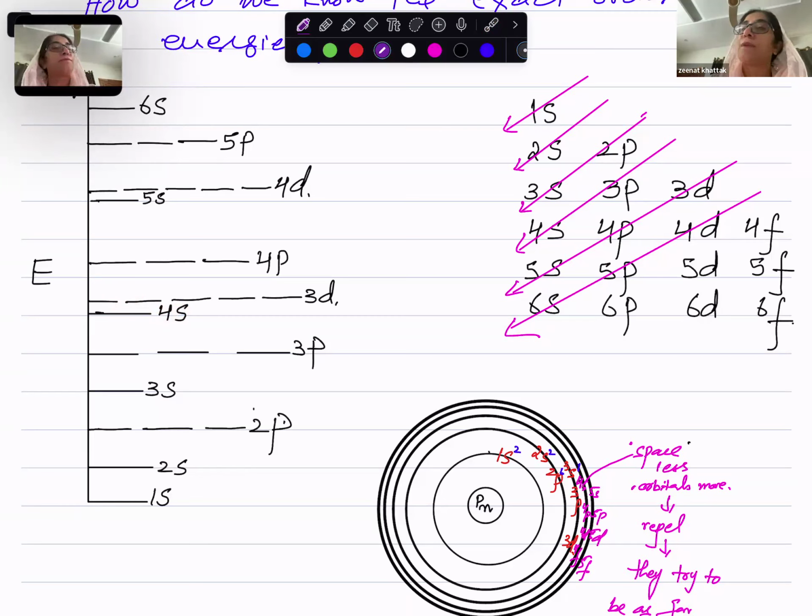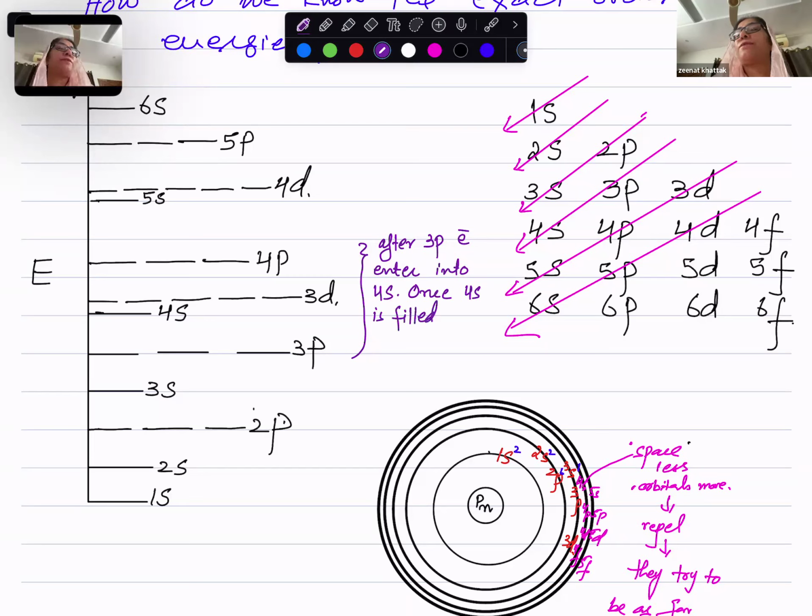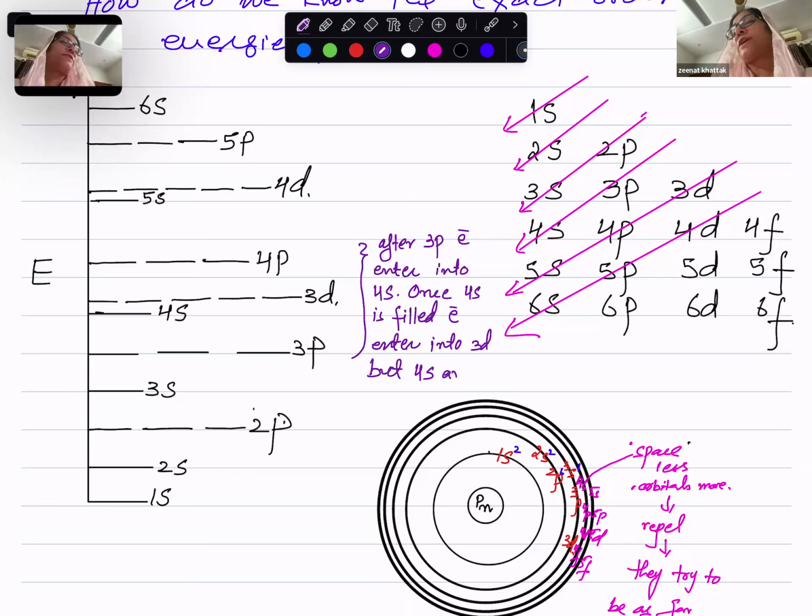After 3p, the electron enters into 4s. Once 4s is filled, the electron enters into 3d. But 4s and 3d are very close.